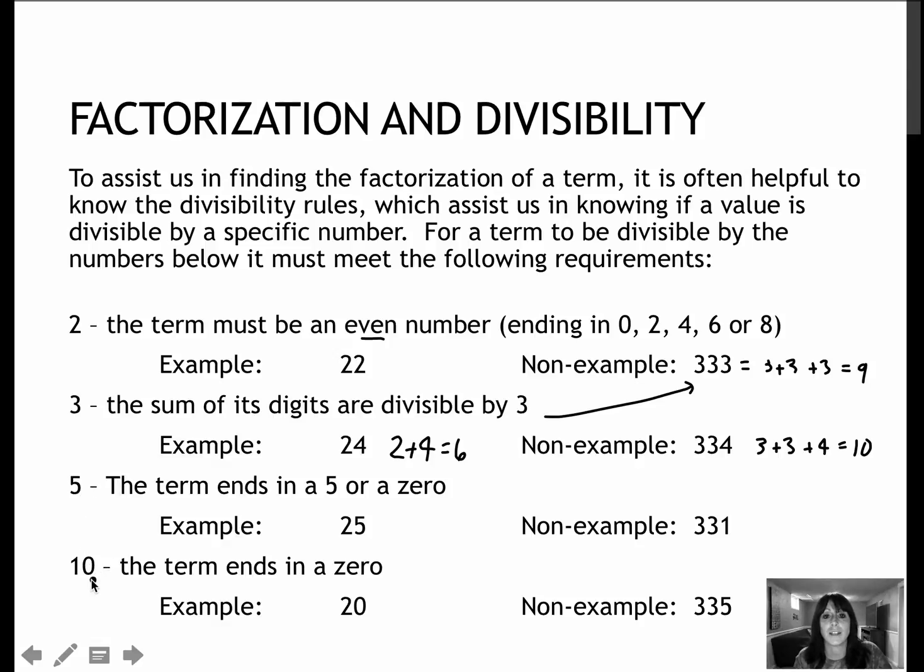These two are the easiest, 5 and 10. If a number ends in a 5 or a 0, then we know that 5 goes into it, because if we were to list all of the multiples of 5: 5, 10, 15, 20, 25, 30, etc., we know that it ends in a 5 or it ends in a 0. An example would be 25 because it ends in a 5. 331 would be a non-example because it doesn't end in a 5 or a 0. And 10 is the easiest because it just has to end in a 0. So 20 would be divisible by 10 because it ends in a 0, but 335 would not be. It would be divisible by 5 because it ends in a 5, but not by 10.